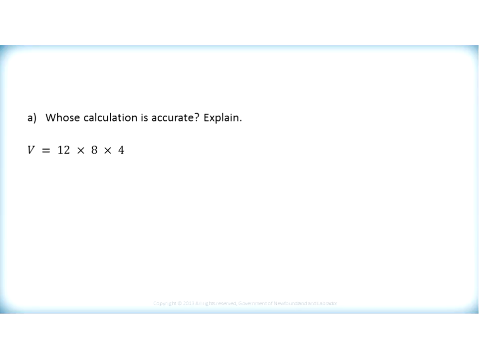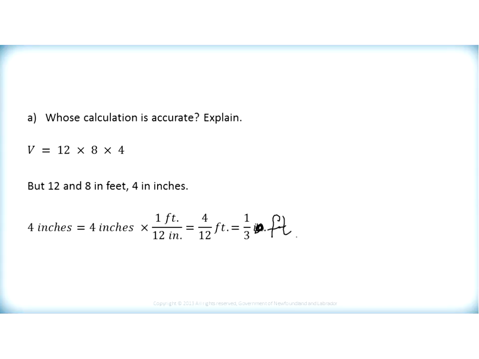Well, first off, Vic's son is correct that volume can be calculated by multiplying the length times the width times the height, 12 times 8 times 4, as he has written. However, he's forgotten one thing. 12 and 8, those values are given in units of feet, whereas the 4 is given in units of inches. So we can't really calculate the volume of something using two completely different units of measurement. So what we have to do is convert 4 inches into feet.